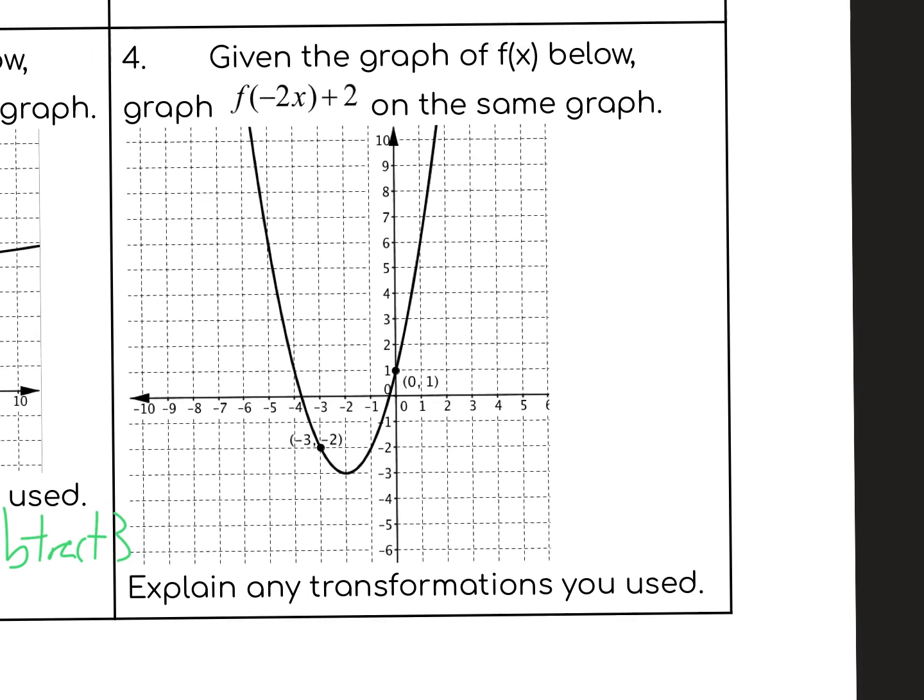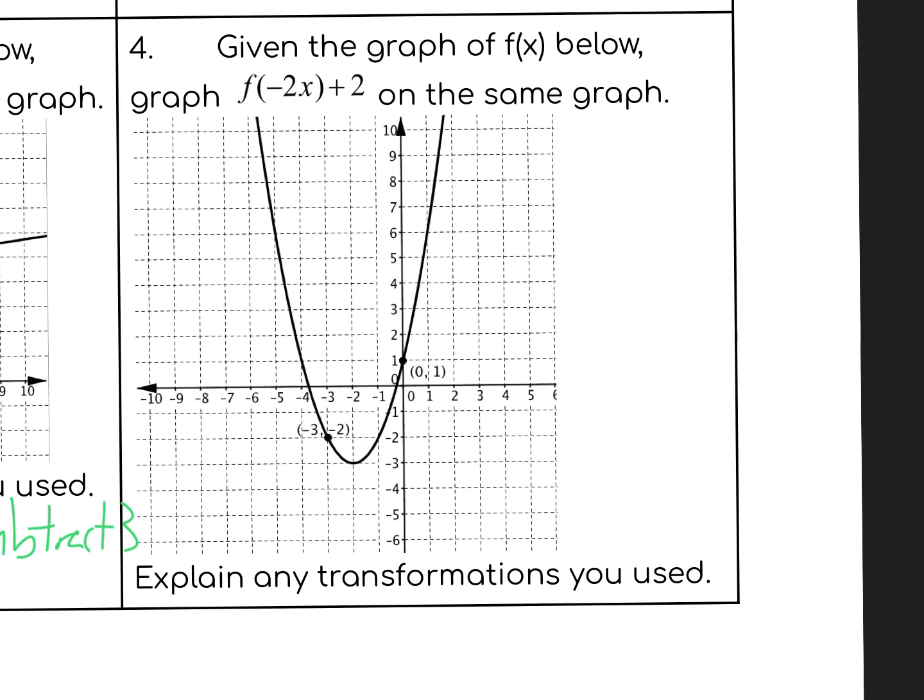Given that graph. Okay, so this one says, we'll do the easy one first. That one says up 2. And now we want this -2 thing. So we got -2x. That one's a little bit trickier. What we have to do there, it looks like we're multiplying x by -2, but what we're really doing is dividing our x values by -2.